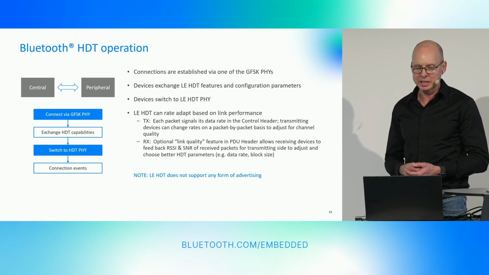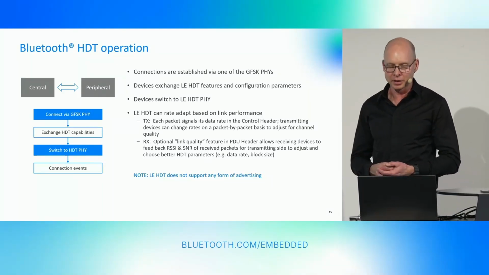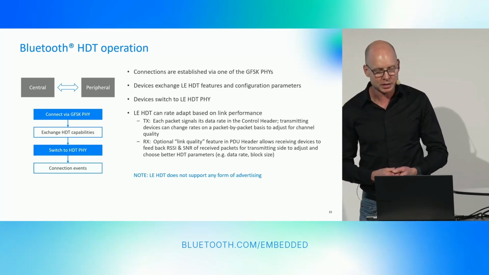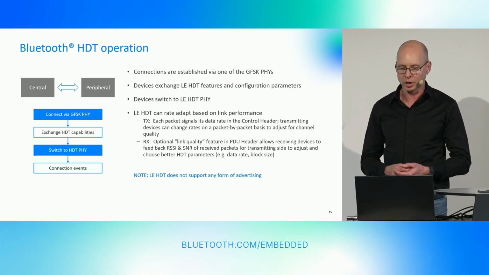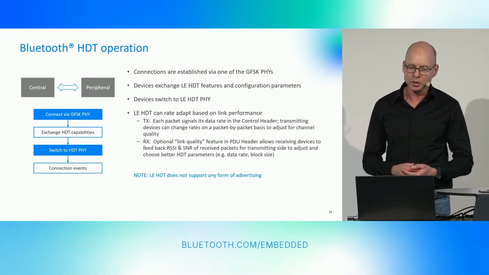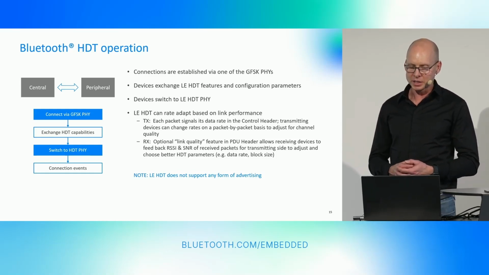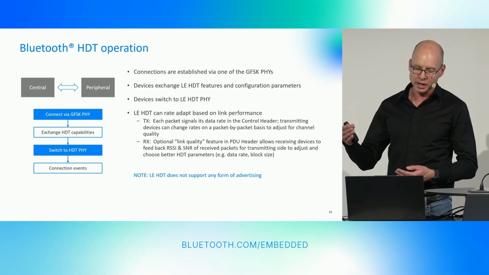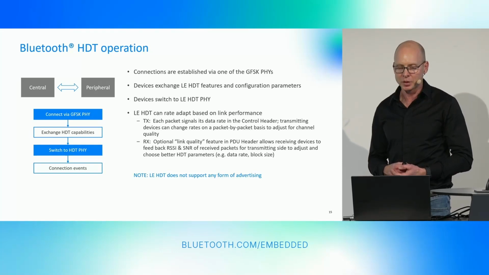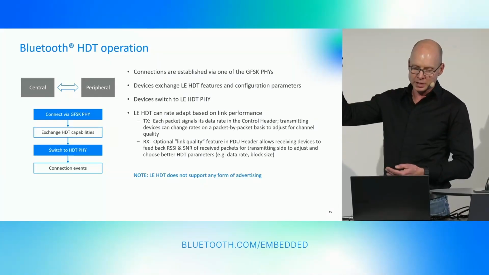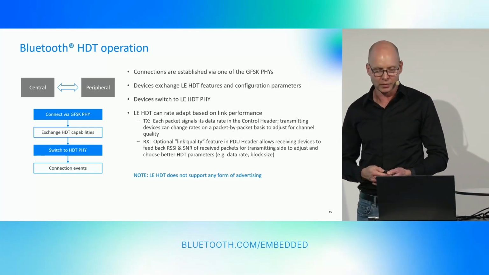On the transmit side, a couple of details to call out. Each packet is going to be signaling its data rate in the control header. That transmitting device can then change rates on a packet-by-packet basis to adjust for the channel quality, just to reemphasize that point. And then on the receive side, that optional link quality feature in the PDU header allows a receiving device to feed back RSSI and SNR of those received packets, and this is going to allow the transmitting side to adjust and choose the best available HDT parameters like data rate, block size, and the like. And that's a high-level summary of HDT operation.